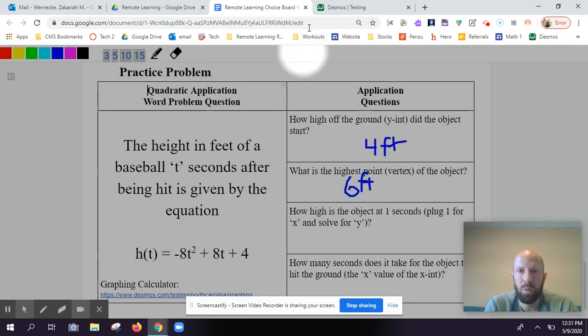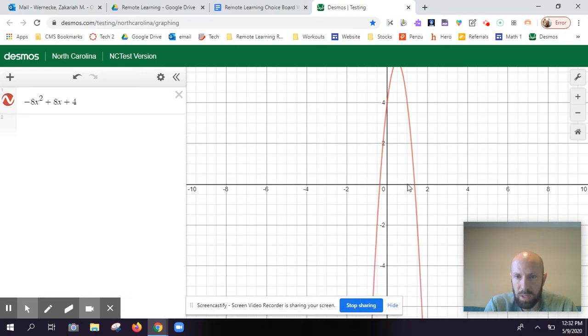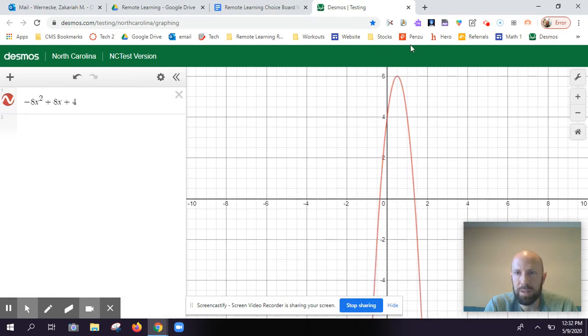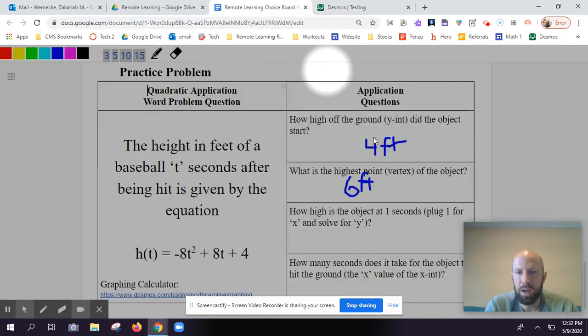How high is the object at 1 second? Well, down here is time, going side to side. On the y is the feet. 1 second would be located here. So actually, if we drew a line here, we could tell, based on the information, that at 1 second it is going to be at 4. So that's one way you can figure out that this answer here is going to be 4 feet after 1 second.